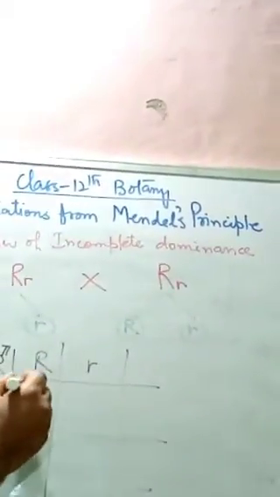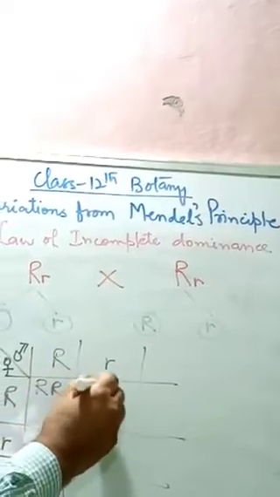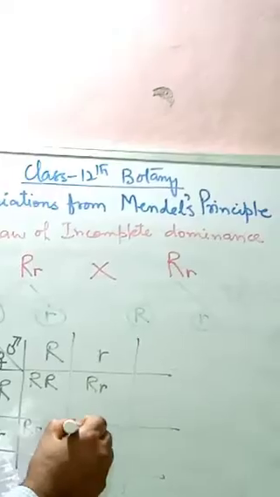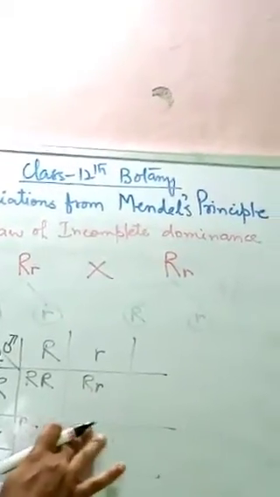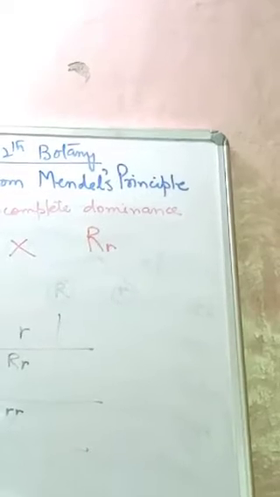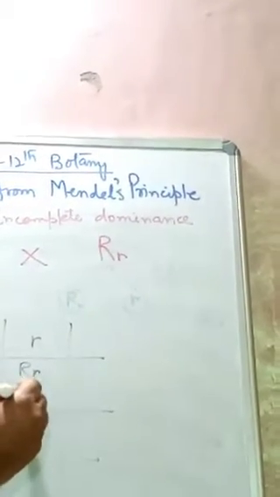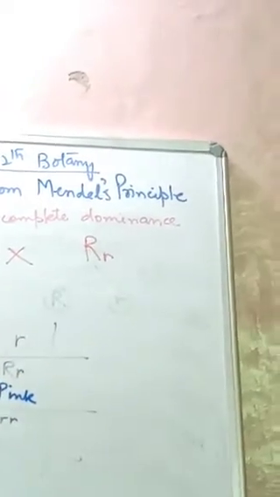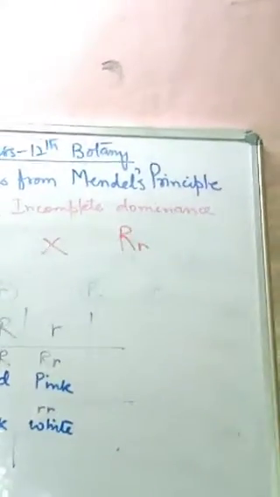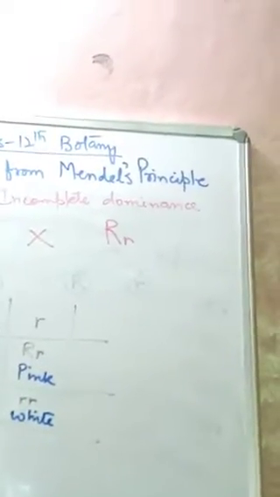What will be the result? Capital R, capital R. This is capital R, small r. This is again capital R, small r. This is small r, small r. Now, when we see the phenotype, what will this be? It will be red. This will be pink. This will be pink. And this will be white.